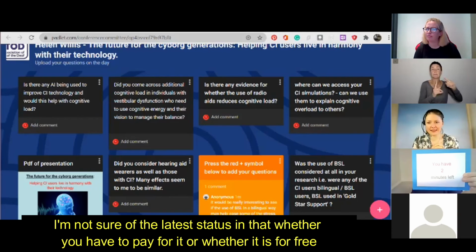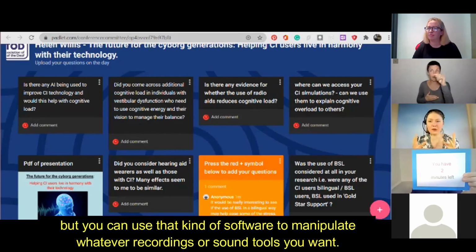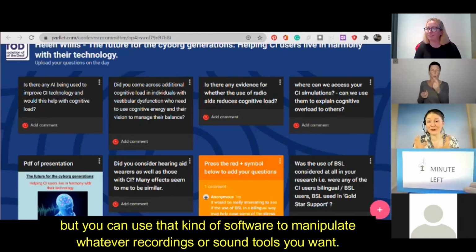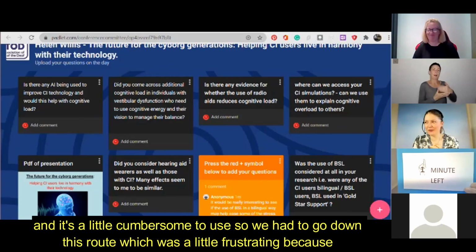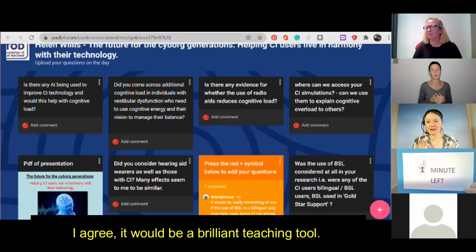I'm not sure of the latest status on that, whether you have to pay for it or whether it's free, but you can use that kind of software to manipulate whatever recordings or sound tools you want into the cochlear implant version. Unfortunately, my stimuli were designed as part of MATLAB, and it's a little cumbersome to use. So we had to go down this route, which is a little frustrating, because I agree, it would be a brilliant teaching tool.